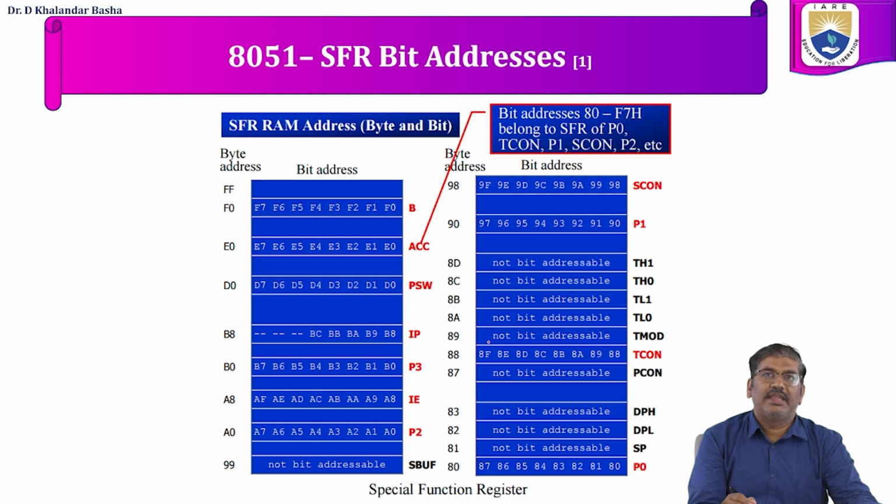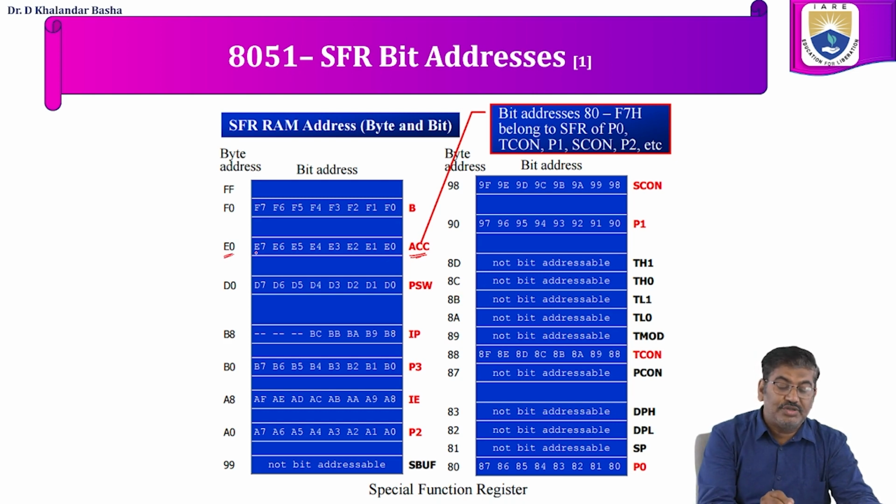Next, we will see the SFR RAM address for byte and bit addressable. Here, if you observe, this is the accumulator. The bit addressable range, from 80 to FFH, belongs to SFRs: port 0, TCON, port 1, SCON, P2, etc. So the address for accumulator is E0. The E0 to E7 bits we can access.